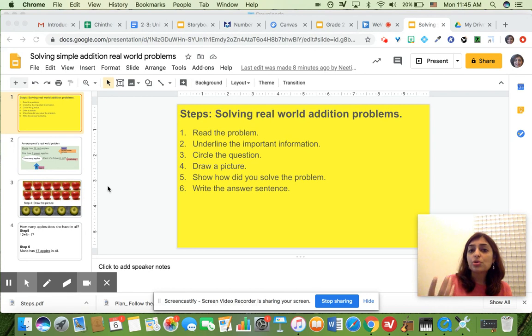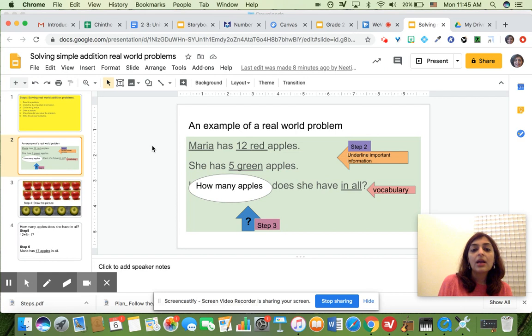And in order to solve it, the first step that you need to take is read the problem. So this is the problem. Maria has 12 red apples. She has 5 green apples. How many apples does she have in all? Well, I am supposed to read the problem, and when I'm reading it, I'll make sure that I understand every word. I may want to read it twice if I do not understand very well.